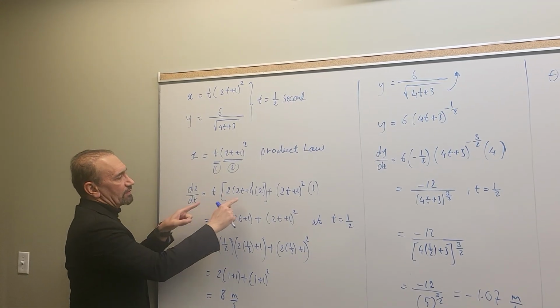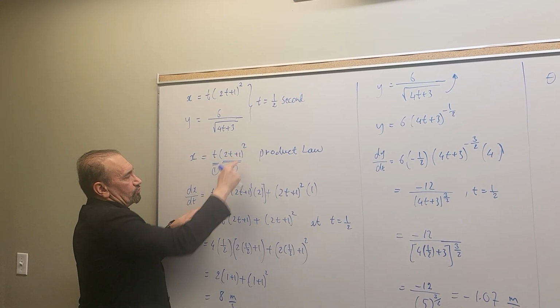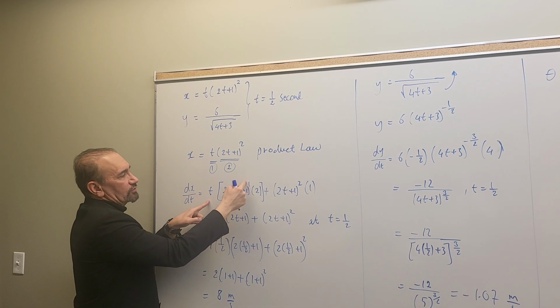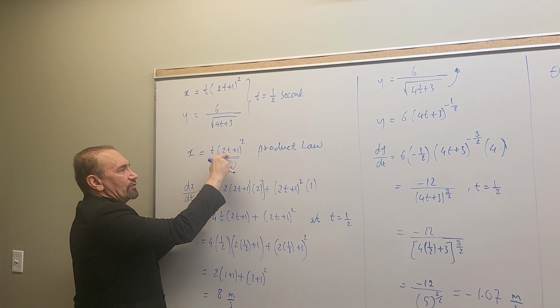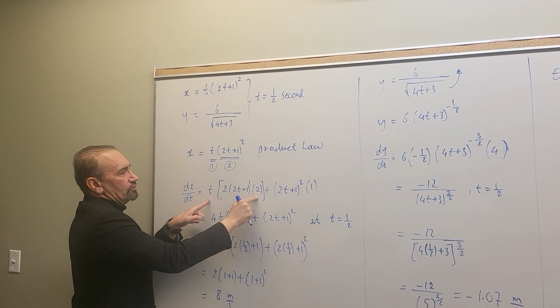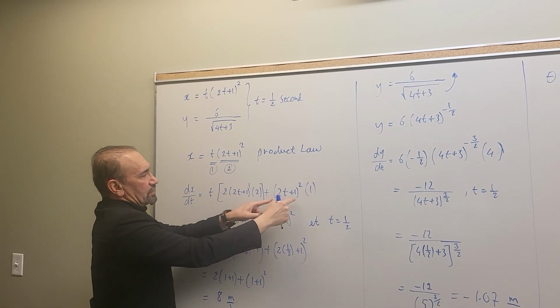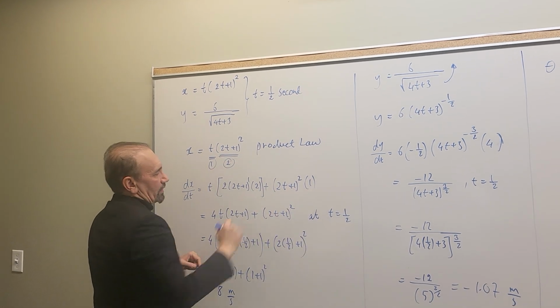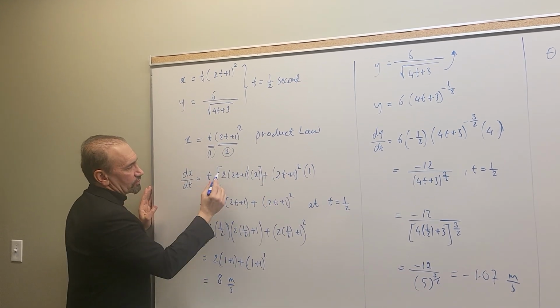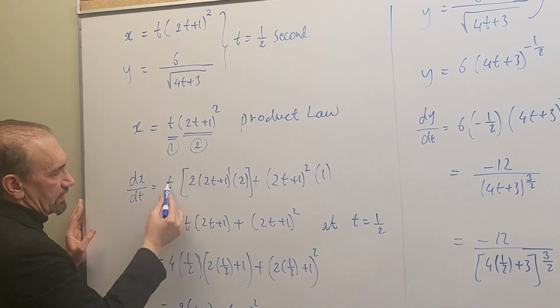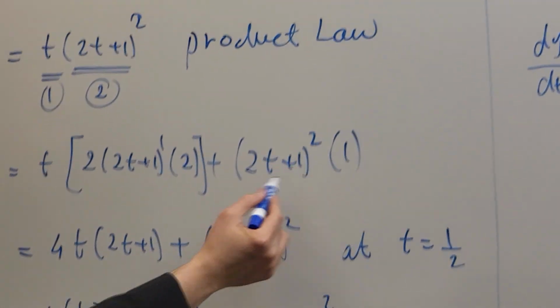So first times the derivative of the second, which is 2 times (2t plus 1) to the power of 1, multiplied by the derivative of the inside of the bracket, which is 2, plus the second, which is here, times the derivative of the first, which is 1. When we multiply everything, 2 times 2 is 4t, (2t plus 1), and that's the second one.